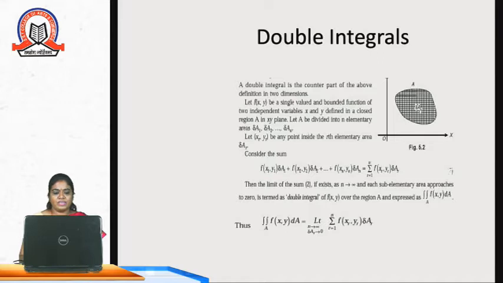Let f(x,y) be a single valued and bounded function of two independent variables x and y defined in the closed region A in the xy plane. Let A be divided in n elementary areas delta A1, delta A2, etc., delta An. Then double integral of f(x,y) dA equal to limit summation f(xr, yr) delta Ar.